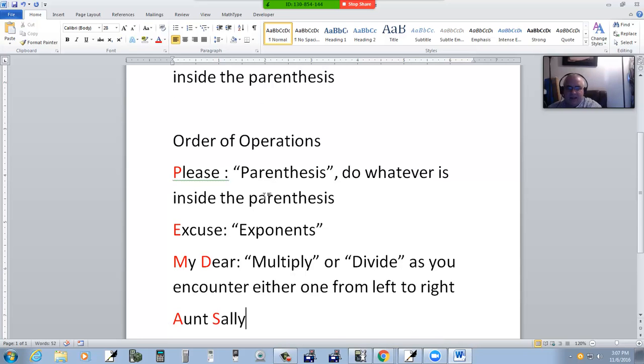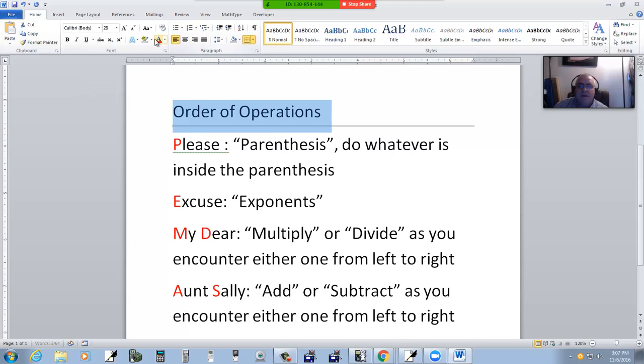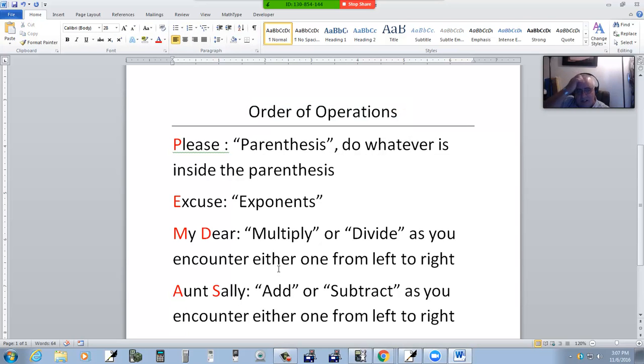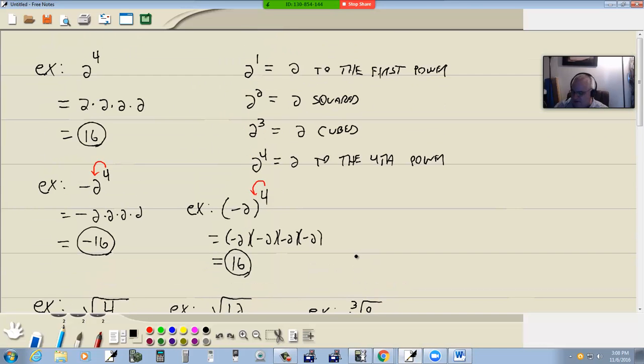And Aunt Sally, the A and S, add or subtract as you encounter either one from left to right. Now this tells us how we work a math problem. You're trying to simplify it, and this tells you what to do in what order. Let me erase this.